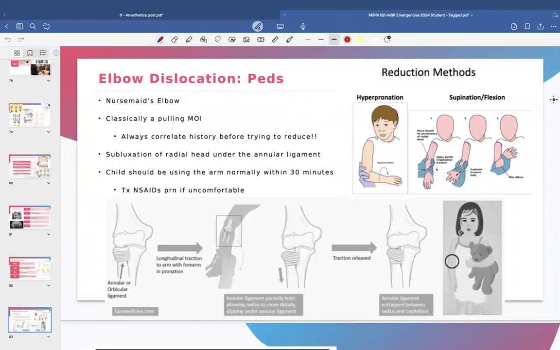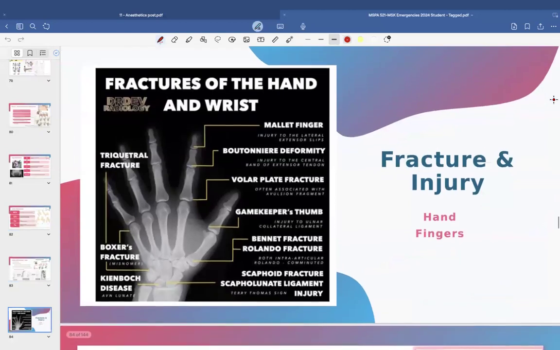Give a history before trying to reduce. And they should be using the arm. Kids don't always give you the best history afterwards, but you should make sure that the kid is using their arm afterwards. Kids can use NSAIDs or things to help decrease their inflammation.